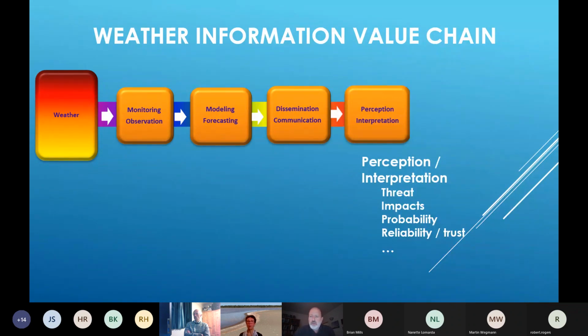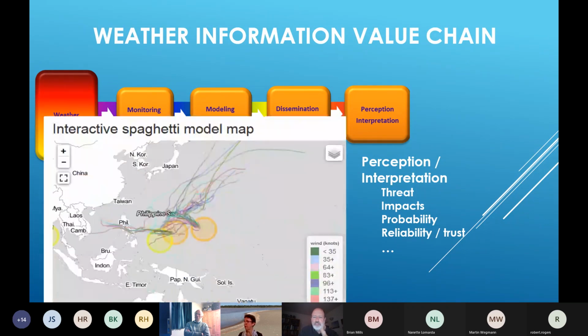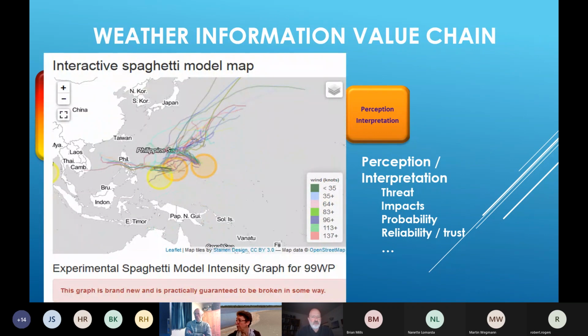That then goes to, and I'm skipping, I'll go into some detail on emergency managers, broadcasters, different roles people play, but goes to some type of decision maker who then perceives or interprets that information to make a decision, whether it's a threat or probabilities or the reliability or trust of that information. Some people can spend their whole career studying trust issues. I think a key part of this is the social science aspects of interpreting and understanding information. This is an example. When I was in Taiwan years ago, I came across this.